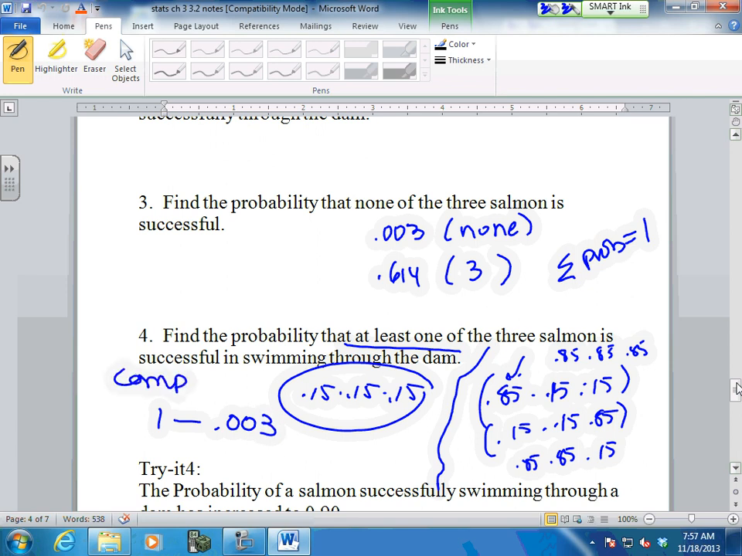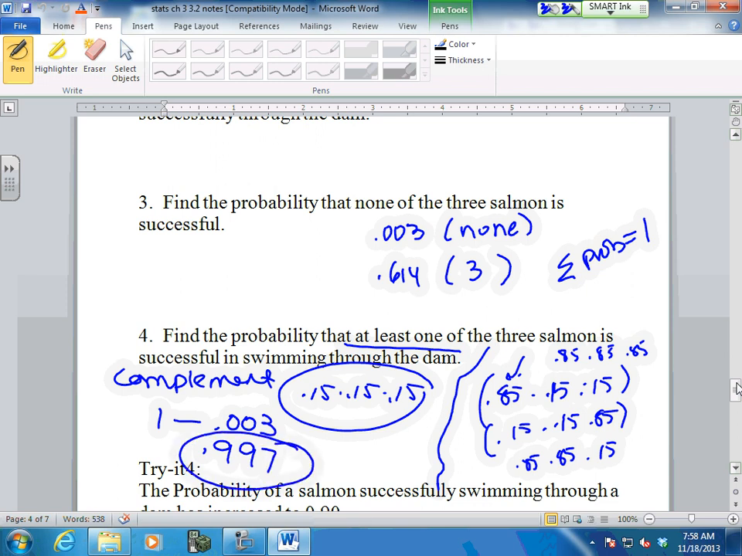We could stay here for a while and find every possible one, and we could do it. It's not too bad, because at least 1 says it could be 1, it could be 2, or it could be all 3, but it could be any order. So I have to go through each scenario. The only one that it cannot be is, like Elvis said, this one. That's not at least 1. That's none. So if I subtract 1 minus that condition, I will be okay. So 0.997.